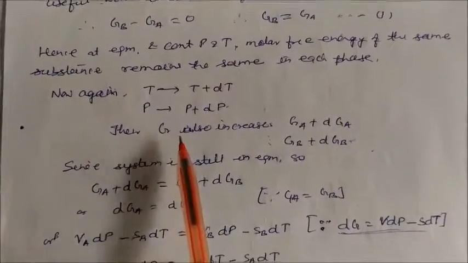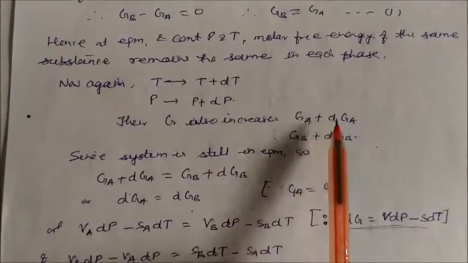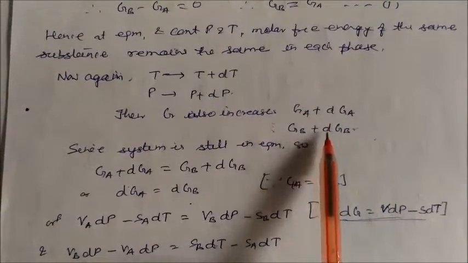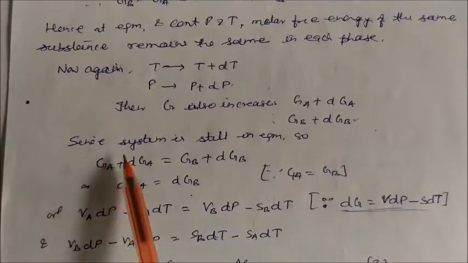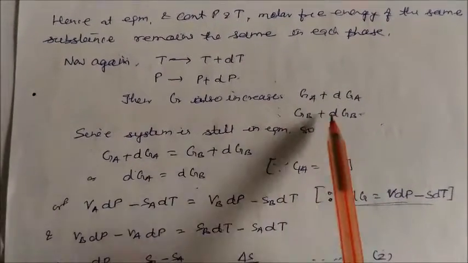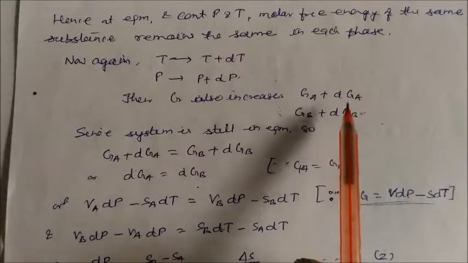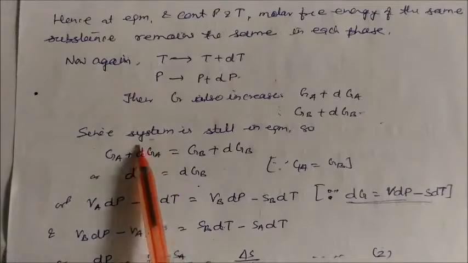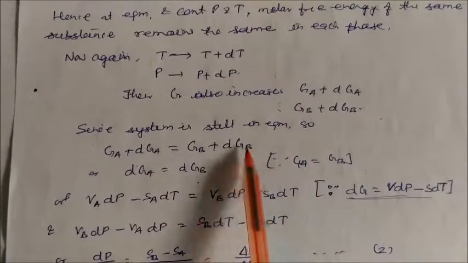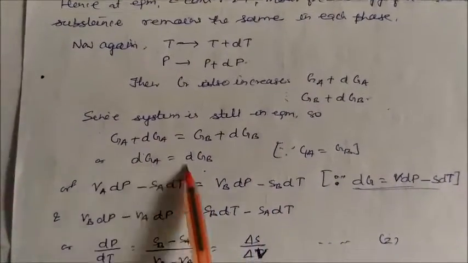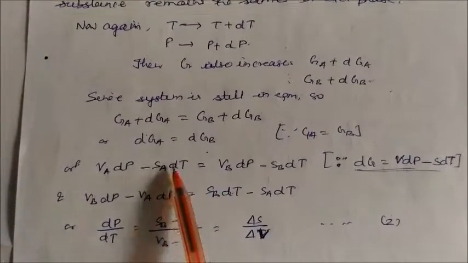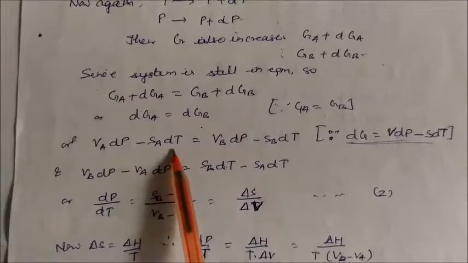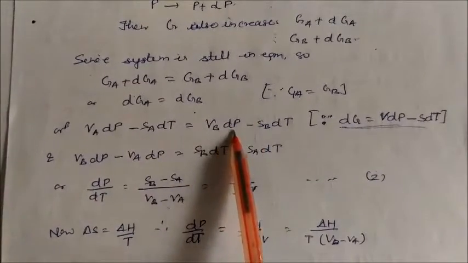Then what will happen? GA will also increase by dGA, and GB of the other phase will also increase by dGB. Since the system is still in equilibrium, if you increase it a little, it will still be in equilibrium. So we can write that GA is equal to GB. So on increasing free energy, dGA is equal to dGB. So we can write this as VA dP minus SA dT, and this we can write as VB dP minus SB dT.